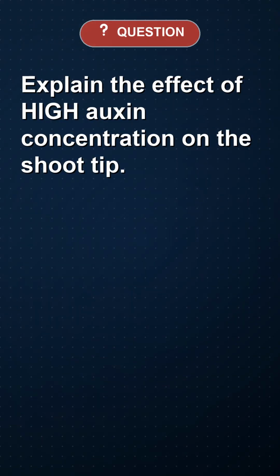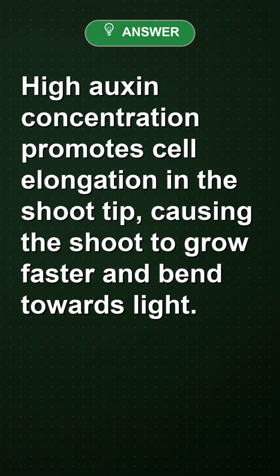Explain the effect of high auxin concentration on the shoot tip. High auxin concentration promotes cell elongation in the shoot tip, causing the shoot to grow faster and bend towards light.